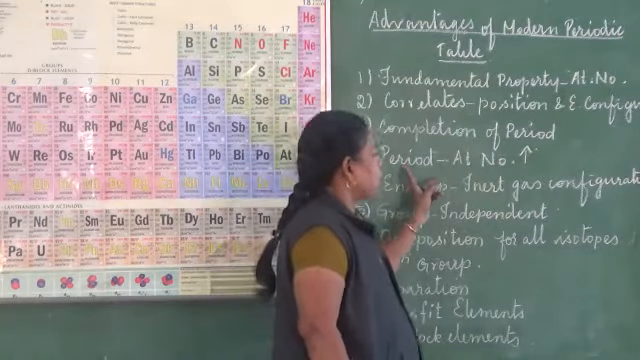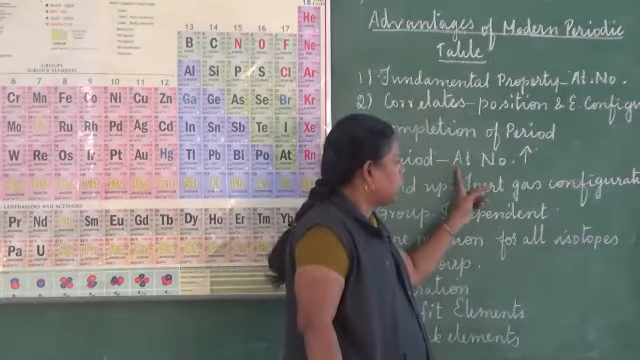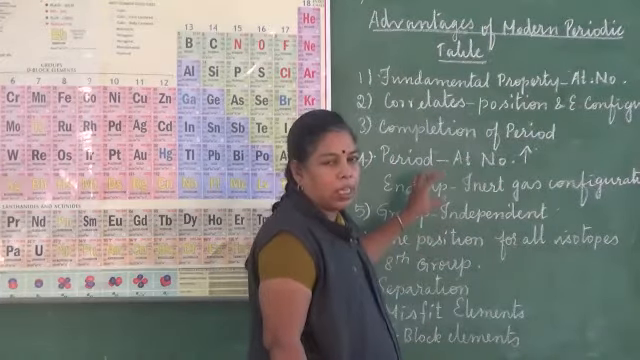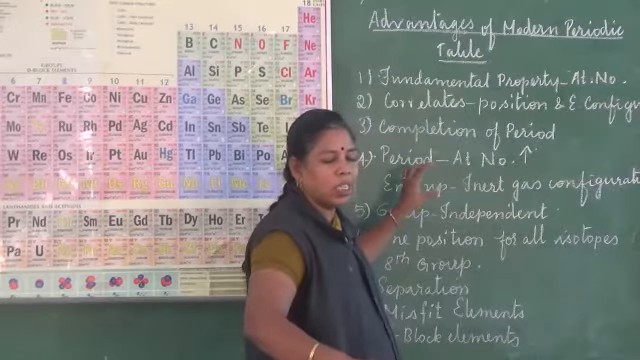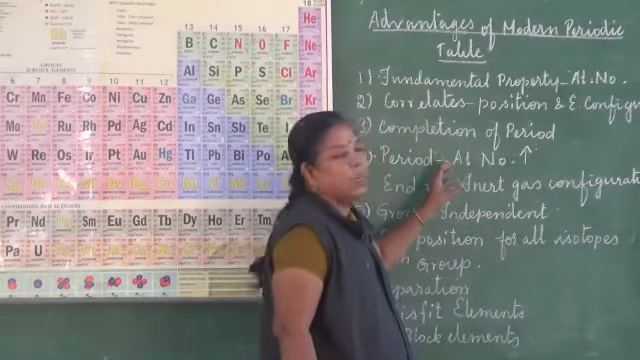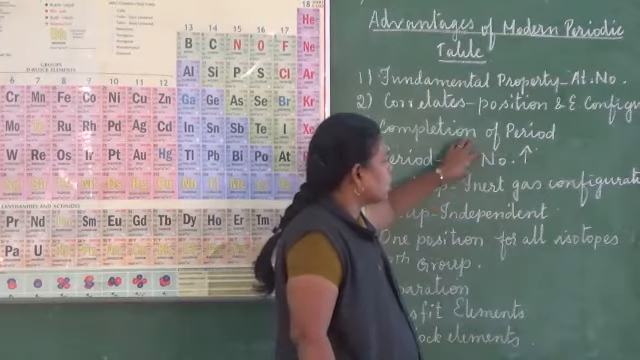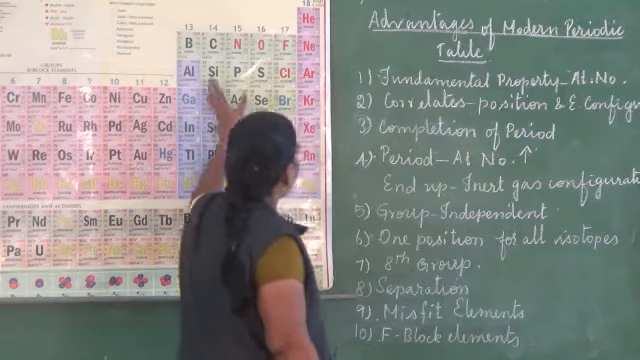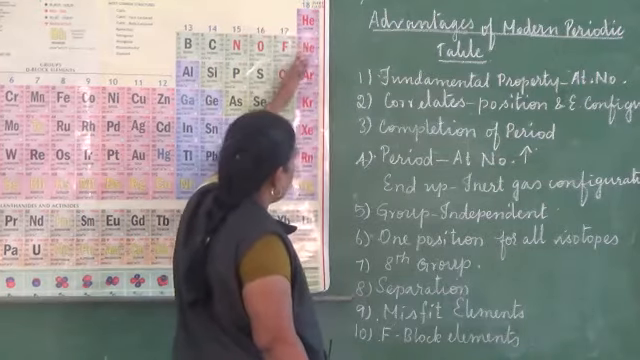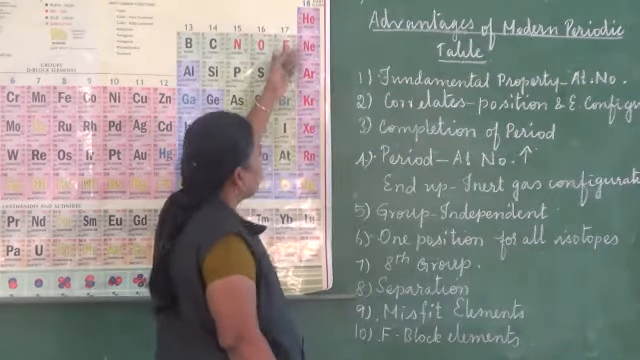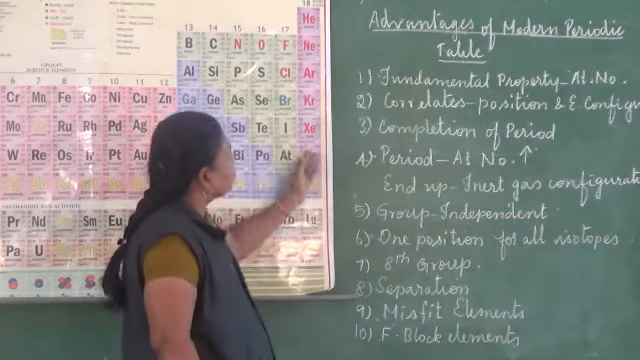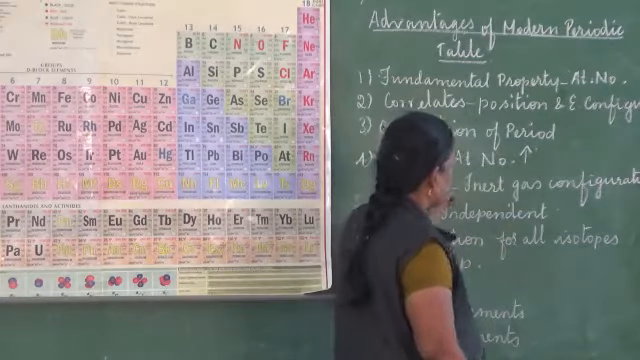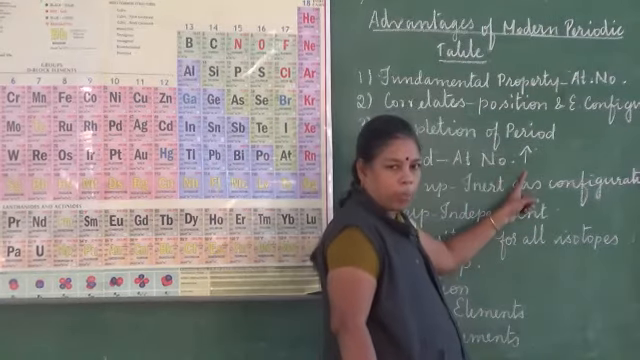The elements in a period are arranged in the increasing order of atomic number. The electrons are filled in the increasing order of energy. So, the electrons are gradually filled up in the suborbitals, and finally, in each period it ends up with inert gas configuration.